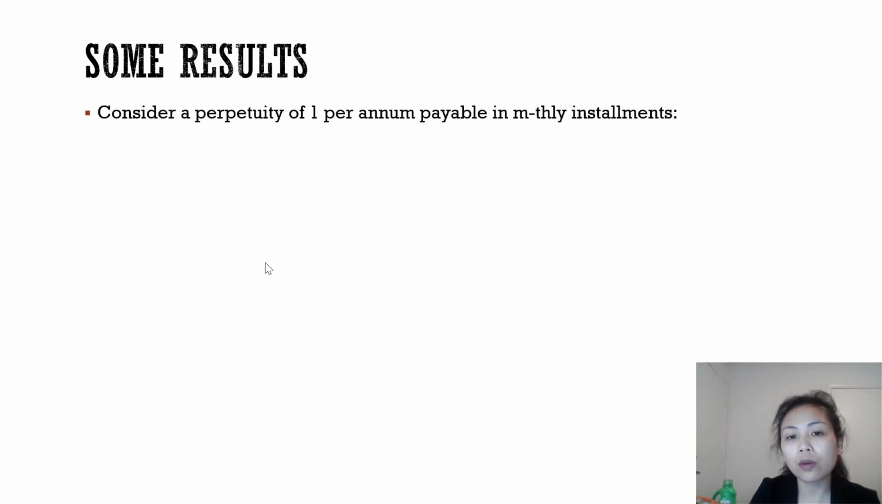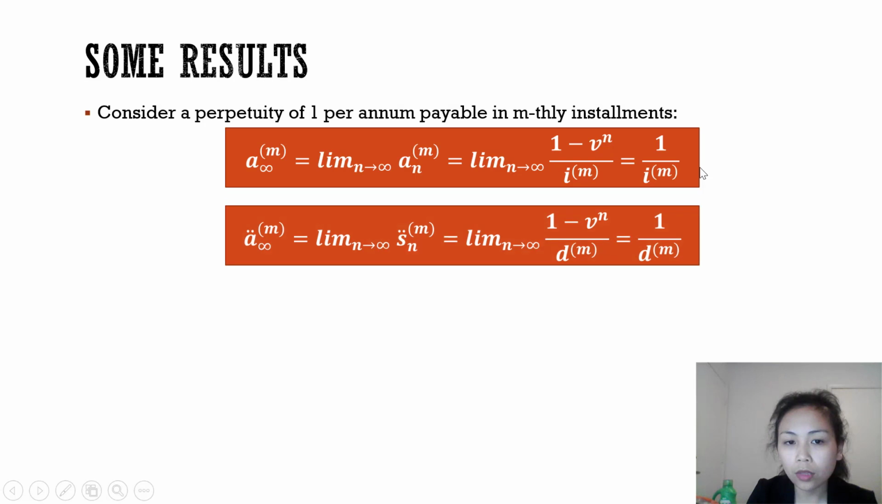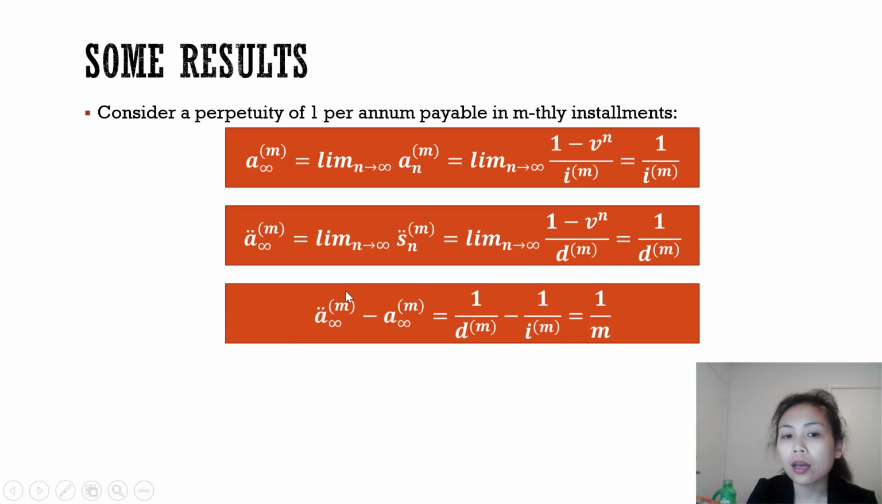Consider a perpetuity of 1 per annum payable in m monthly installments. Perpetuity means the payment is made forever. So we have here some results. Remember, the perpetuity is basically the limit of annuity. a infinity with top script m is the limit as n goes to infinity of a angle n top script m, and this is 1 over i to the top script m. And similarly for the annuity due, this is 1 over d to the top script m, and we find the difference between them. This is 1 over m.